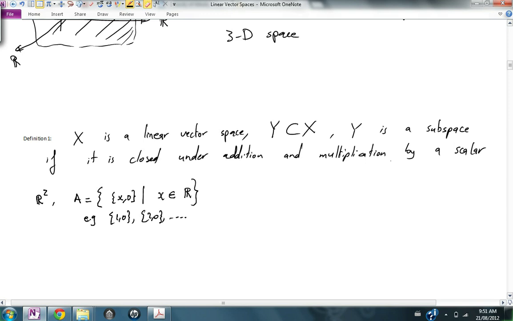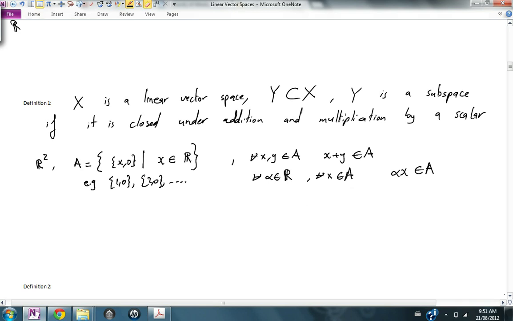Which means for every x and y in A, x plus y is also an element of A. That means it's closed under addition. Also, for every alpha in R, for every x in A, alpha x is also an element of A. So A is closed under multiplication by a scalar.